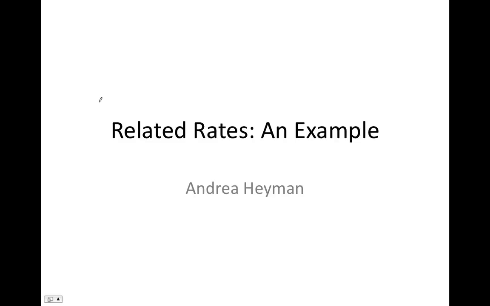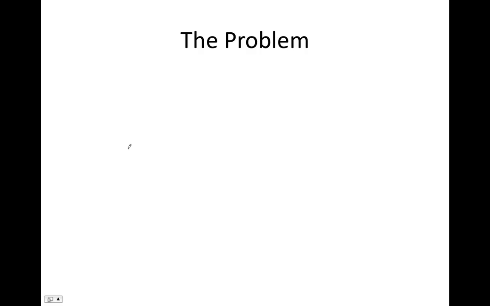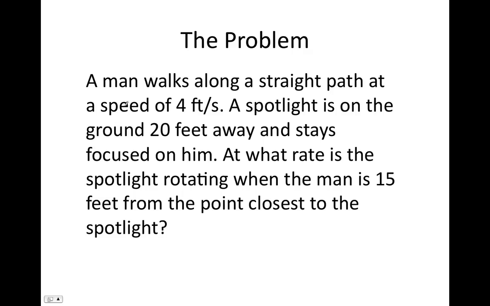In this video, we're going to work through a problem about related rates. First, let's look at a statement of the problem. We're told that a man walks along a straight path at a speed of 4 feet per second. A spotlight is on the ground 20 feet away from him and stays focused on him. Now we're asked, at what rate is the spotlight rotating when the man is 15 feet from the point closest to the spotlight?